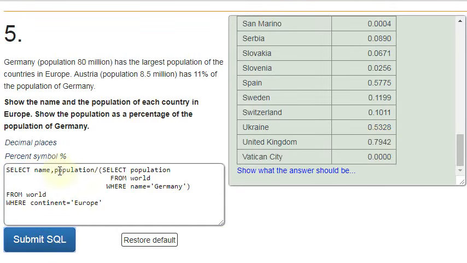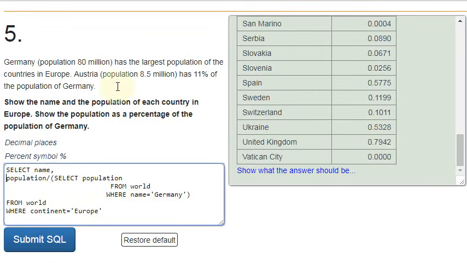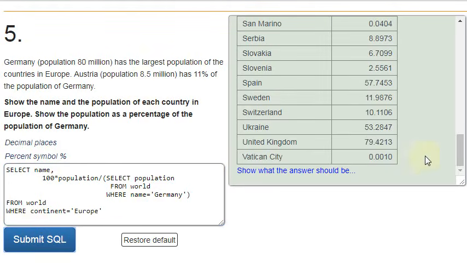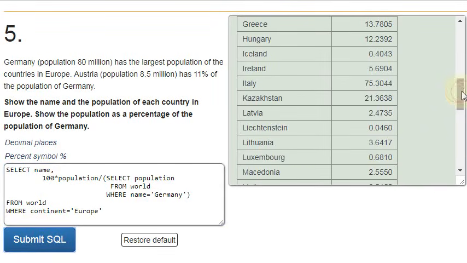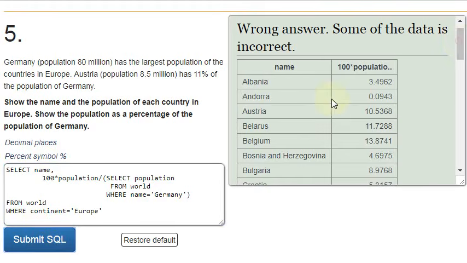Okay, how do I turn this into a percentage? We need to do a bit of maths. Okay, how do we do a percentage? Well, you multiply by 100. So we multiply that fraction by 100, and we should get a percentage basically by multiplying by 100. Okay, that's looking good. There's UK at 79, and where was Austria? Austria was 11, I think. 11 is what we're looking for. There's Austria, 10.53. Yep, well, that's going to round up to 11.